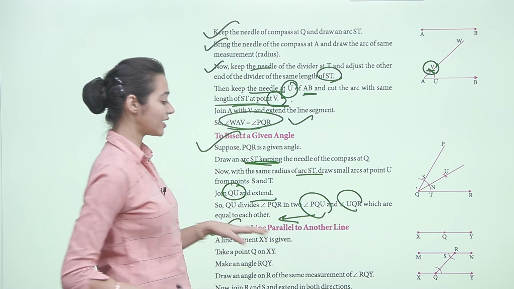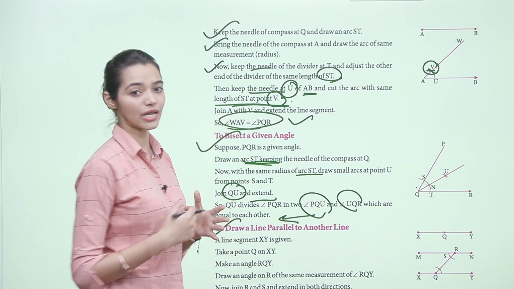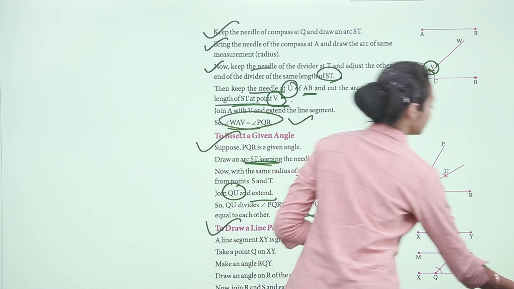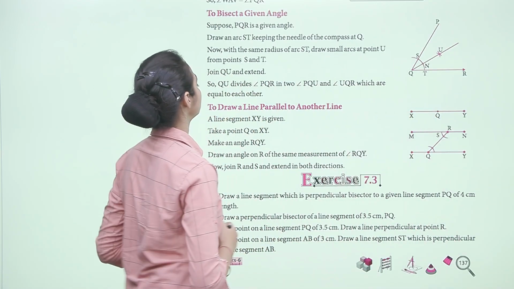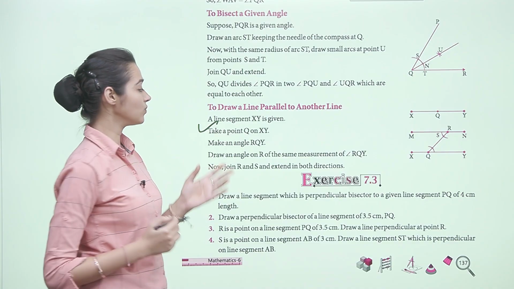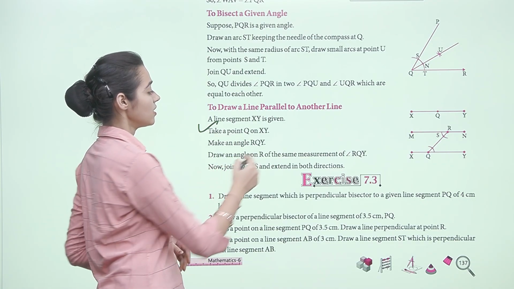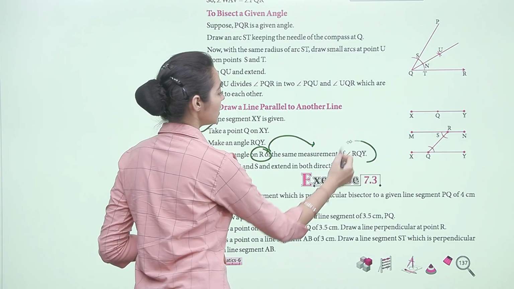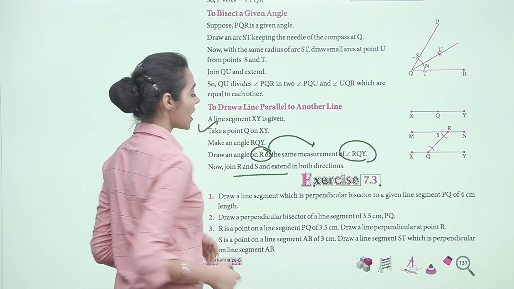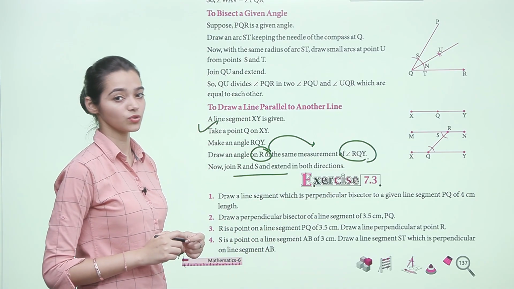Now how can we draw a line parallel to another line? A line segment XY is given. We will take a point Q on XY, then we will make an angle RQY, then we will draw an angle at R of the same measurement as RQY. We will join R and S and then extend it in both directions.